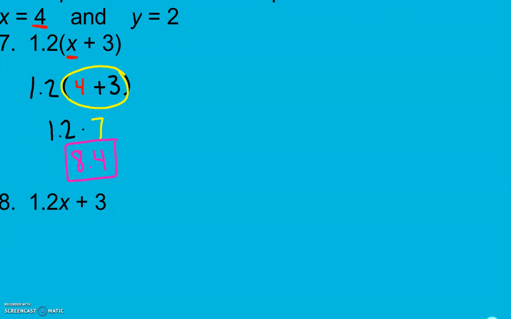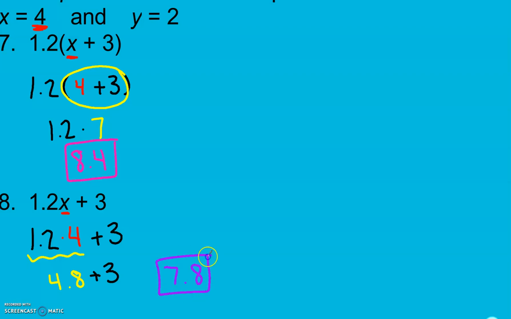Try 8. Again, x is 4. So everywhere I see an x, I'm going to put a 4. So here I have 1.2x. Remember, it means times when they're right up next to each other. So times 4 plus 3. There's no parentheses, no exponents, so multiplication and division. I have multiplication, which is going to give me 4.8. And then it's still plus 3. So here, my last thing to do is just add, and we get 7.8.